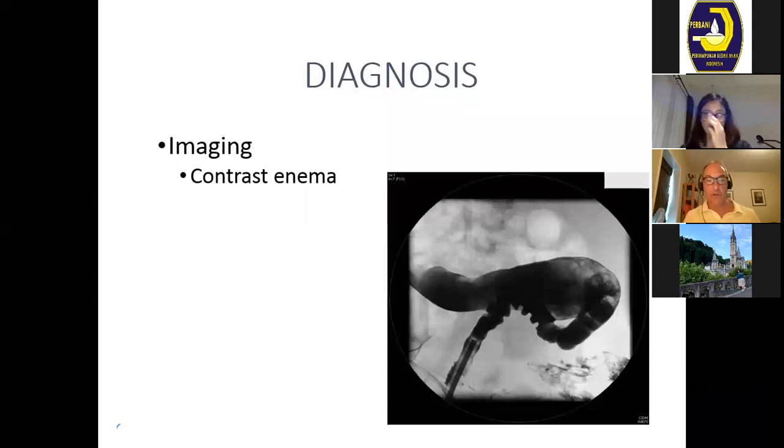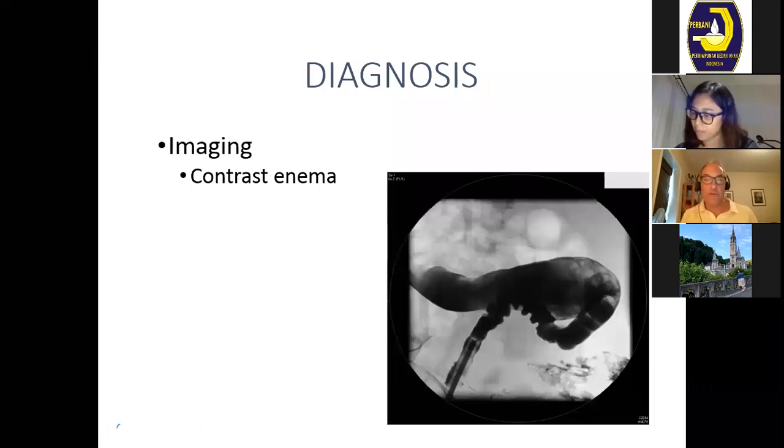And the typical appearance of Hirschsprung's disease is here, where you have a distal bowel that is smaller. There's a lot of spasm in this distal intestine. This is the aganglionic intestine. And then the proximal bowel is dilated, and this is the normally innervated bowel. And there's a transition zone here that is pretty clear in this contrast enema.